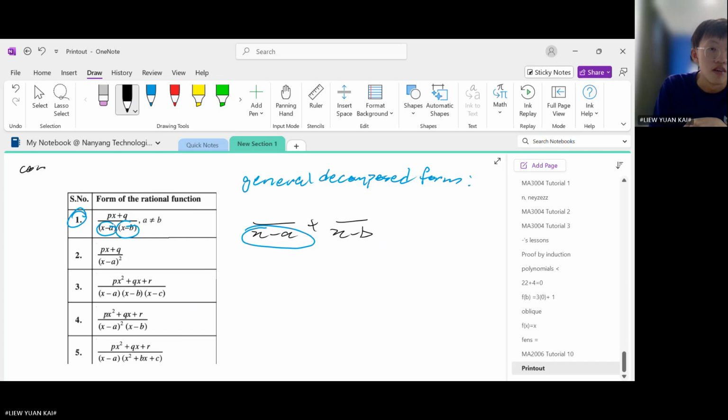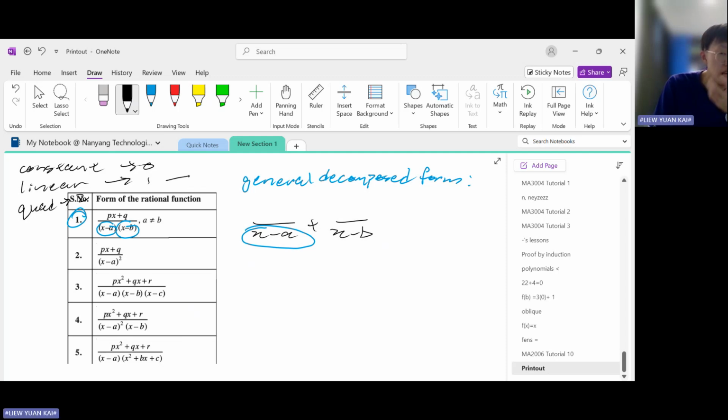So constant is power 0, linear is power 1, and quadratic is power 2. Okay, so the x minus a is linear. So one power less than that will be a constant. So what you fill up here is just a. Okay, a represents a constant.